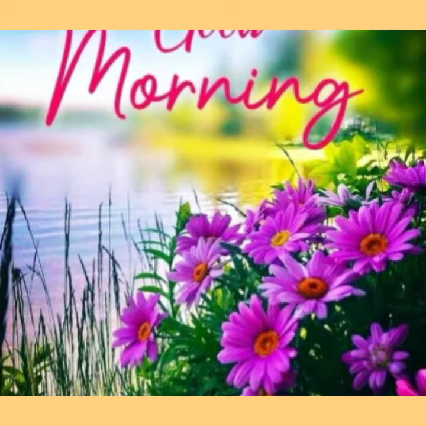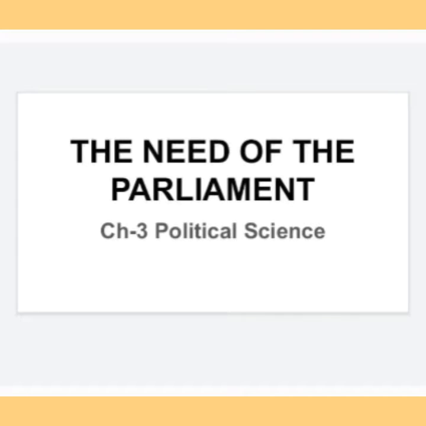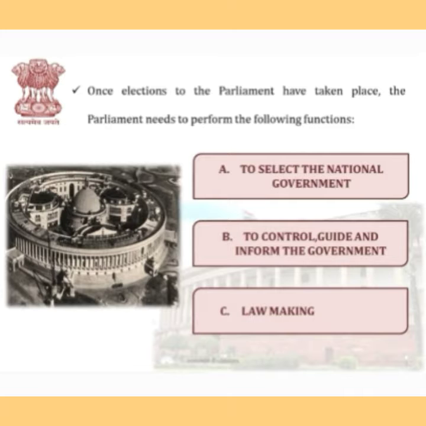Welcome to social class. So, we are in the lesson The Need of a Parliament, that is the third chapter in political science. In this video, we are going to see the two important functions of the parliament. Once the elections to the parliament have taken place, the parliament needs to perform the following functions: to select the national government, to control, guide and inform the government, and law making. These are the functions of the parliament. In this video, let me teach about the first and second functions alone.